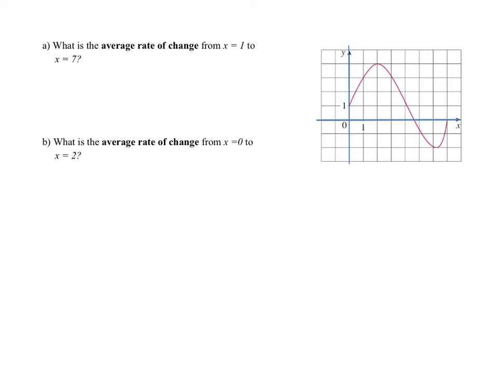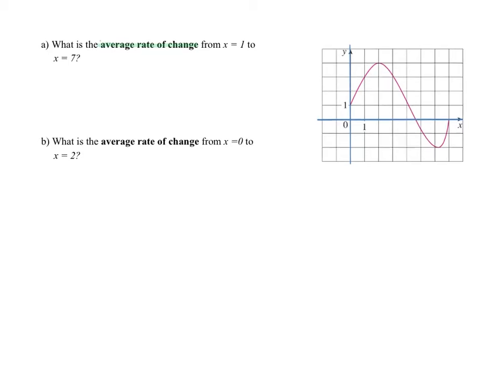In this example, we want to calculate the average rate of change from 1 to 7 using a graph. So first, remember that an average rate of change is just the slope. So we're basically looking to compute the slope from 1 to 7. So let's find our coordinates first.